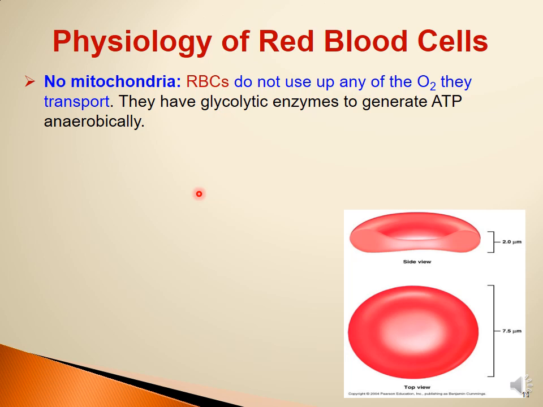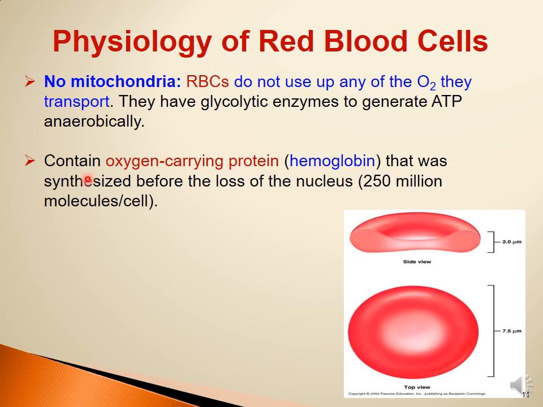The red blood cells have another important feature. They have no mitochondria. And we know that mitochondria are responsible for aerobic metabolism. Since they have no mitochondria, red blood cells do not use any of the oxygen that they transport, because they have glycolytic enzymes to generate ATP anaerobically without the need of oxygen. So they transport oxygen without using that oxygen.